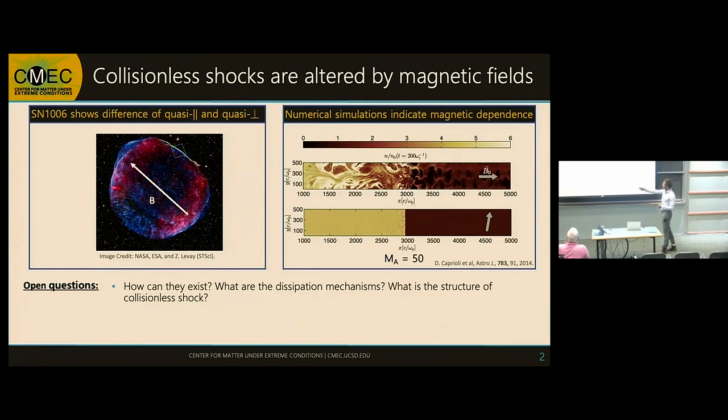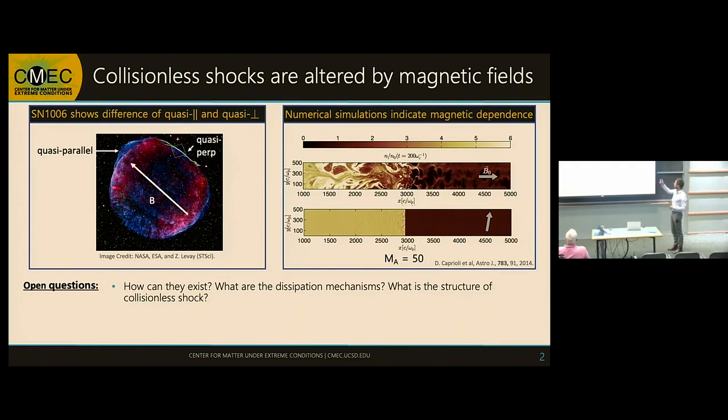Now on the left side, I show an image of another supernova remnant, SN 1006. I depicted the orientation of the magnetic field. And what is interesting is the shock structure in what we call the quasi-perpendicular configuration, so at the outer edge. Quasi-perpendicular means the flow velocity of the shock is perpendicular to the external magnetic field here. It is very different from the structure in the quasi-parallel configuration. Quasi-parallel means the shock velocity is aligned with the external magnetic field here.